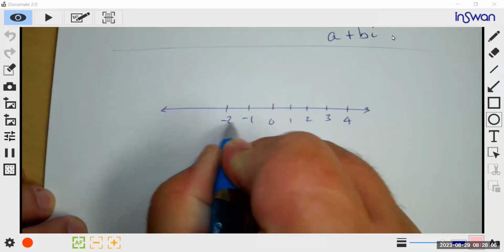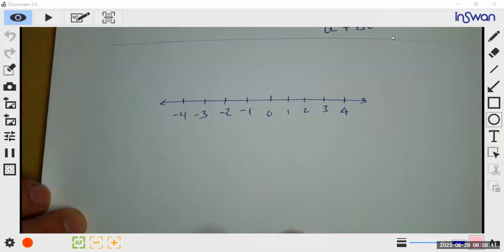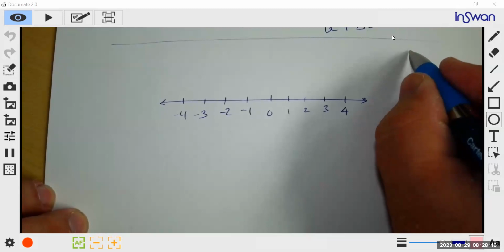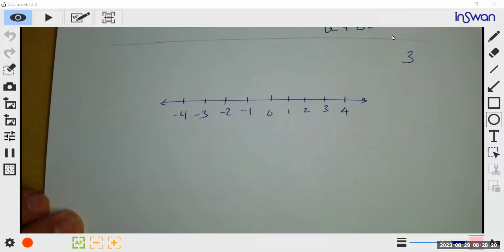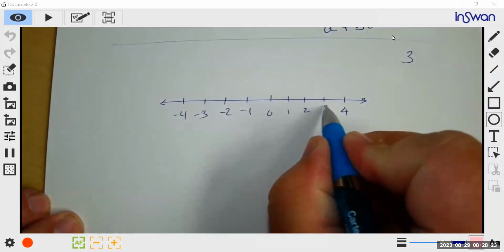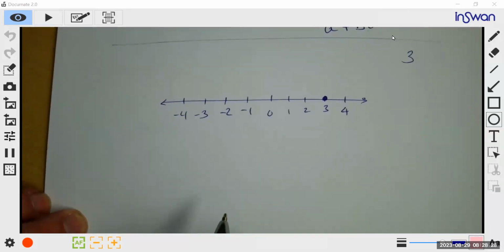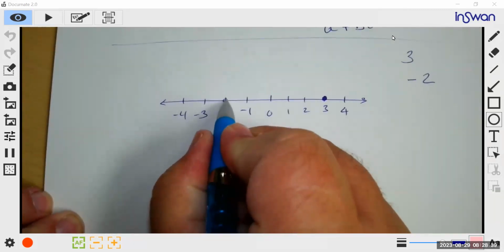So back to our little simple number line we learned in elementary school. If I said, tell me where 3 is, what would you do? Find 3, put a dot there. There's your first graph. How about if I said, show me where -2 is? You go here, the -2.